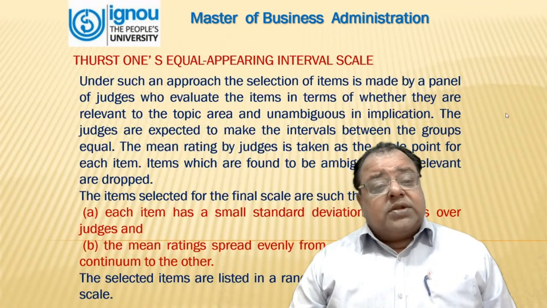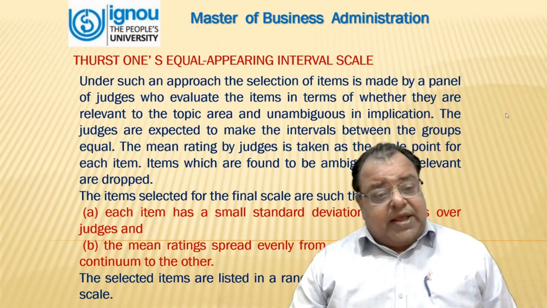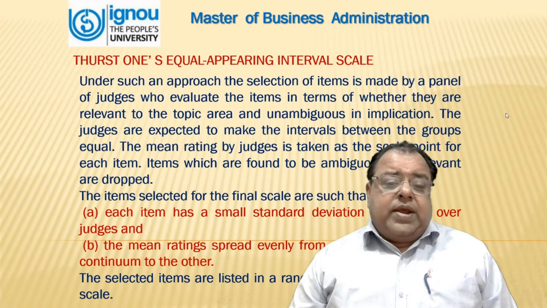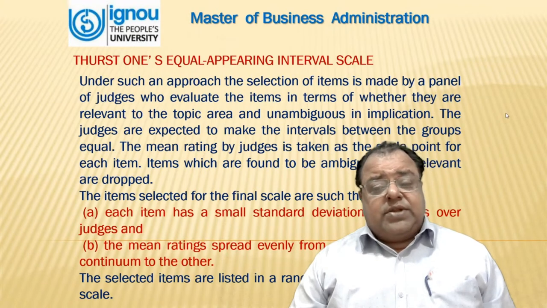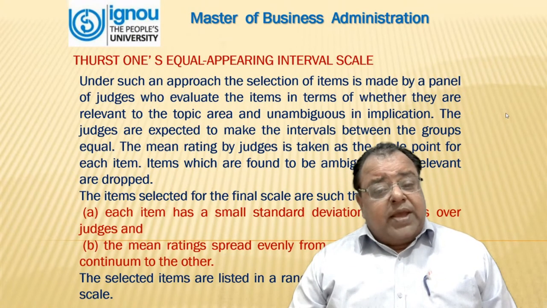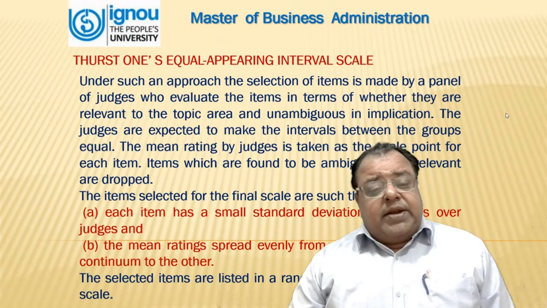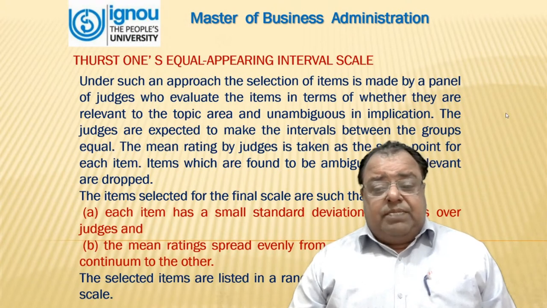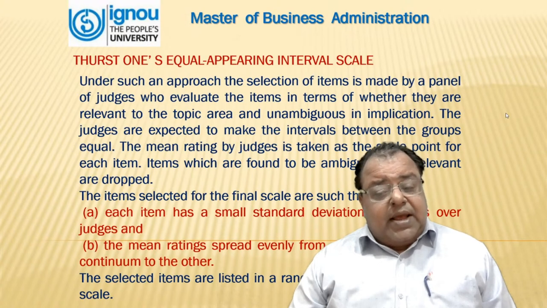Second one is, first one, equal appearing interval scale. Under such an approach, the selection of items is made by a panel of judges who evaluate the items in terms of whether they are relevant to the topic area and ambiguous in implication. The judges are expected to make the intervals between the groups equal. The mean rating by judges is taken as the scale for each item. Items which are found to be ambiguous or irrelevant are dropped.